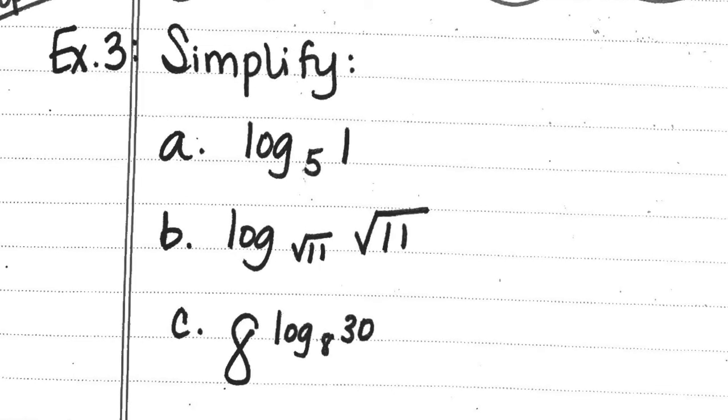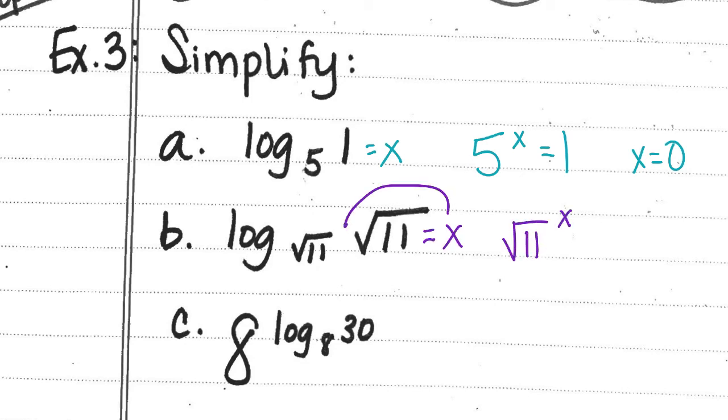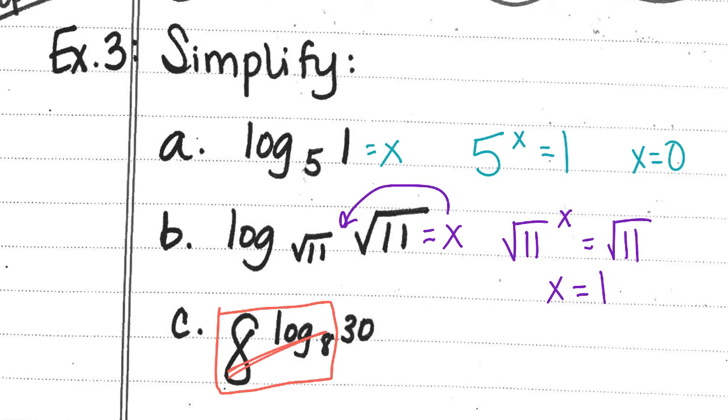The first one is saying, I'm going to call all of these x. 5 to what power is 1? Well, I know that anything to the 0 power is equal to 1. My next question, root 11 to what power is equal to root 11? To get the exact same thing out, I know that x has to equal 1. And the last one, we want to recognize that this 8 to the log base 8, all of that's going to cancel out. And the answer here is just going to be 30.